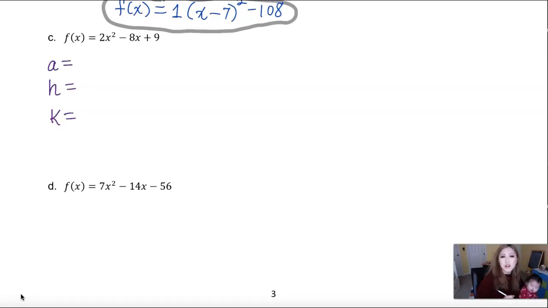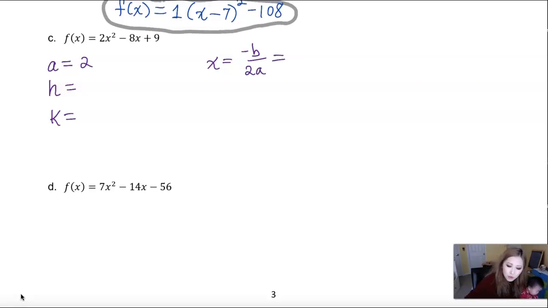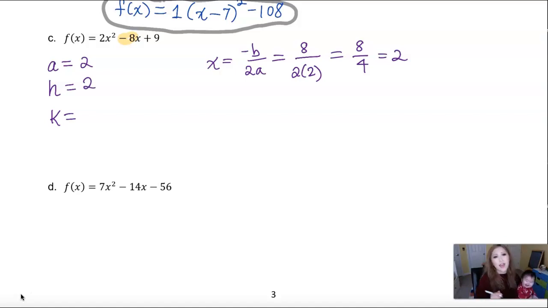Here, A is 2, and to find the h value, I need to find the x-coordinate of the vertex. So I'm going to go ahead and do x equals negative b over 2a. What is the b value? Ooh, b is negative 8. That means the numerator will be positive 8 divided by 2 times 2. And I'm going to do 8 divided by 4, which will give us 2 for the x-coordinate of the vertex, which means 2 is the h value.